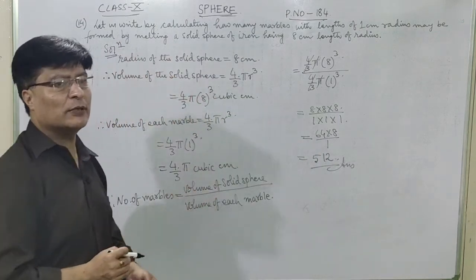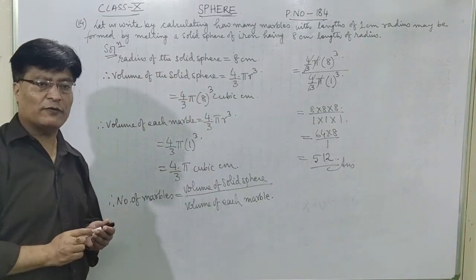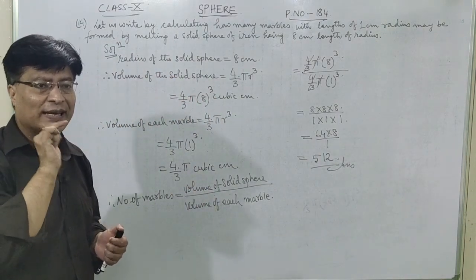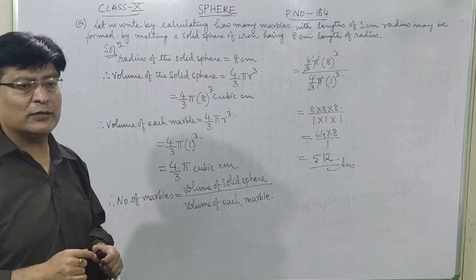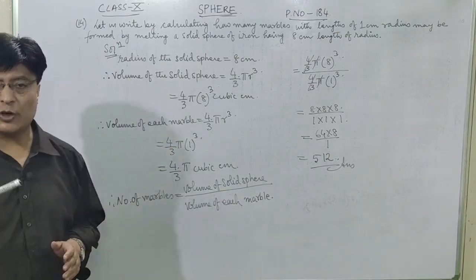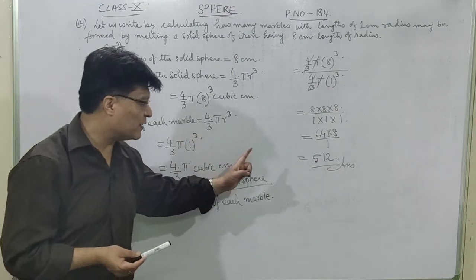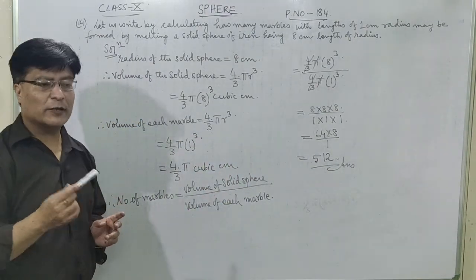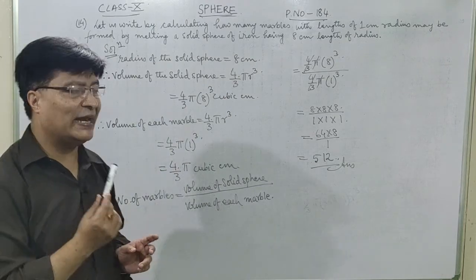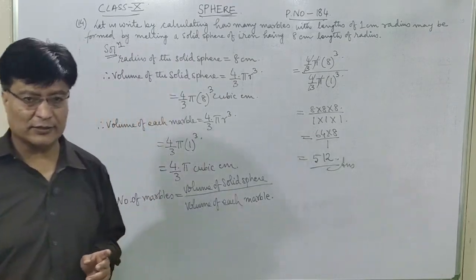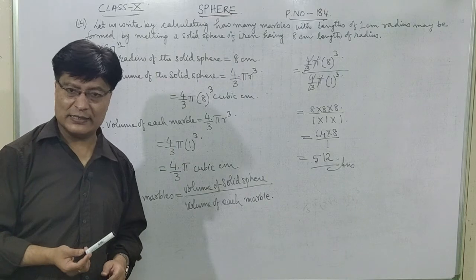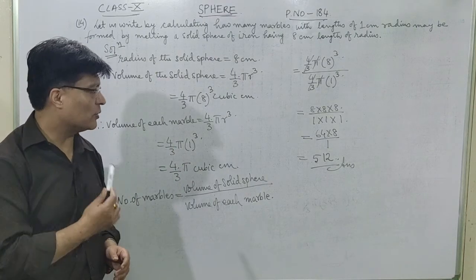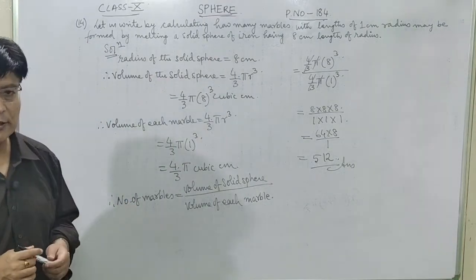So how many marbles can be formed from the solid sphere of radius 8 centimeter? 512 marbles can be formed. So 512 marbles can be formed from a solid sphere of iron having 8 centimeter length of radius. So this is the final answer. So I think you've understood it. So you can copy it. So this much is for today.